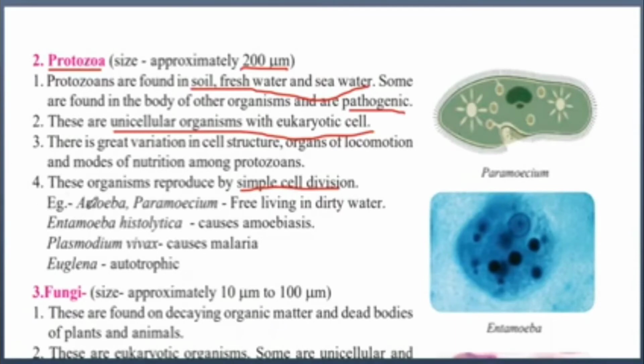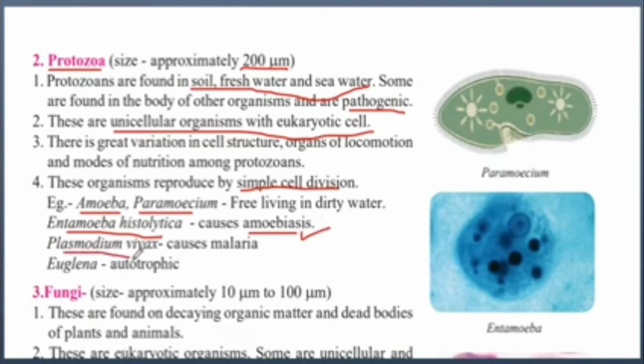Examples of protozoa are amoeba and paramecium. These are free living in dirty water. If you find any dirty water and look at it under the microscope, you will definitely find many amoeba and paramecium living in it. Also, there is Entamoeba histolytica. This causes amoebiasis. So if this protozoa is present in us, it will cause a disease called amoebiasis. In this disease, you will get symptoms such as diarrhea.